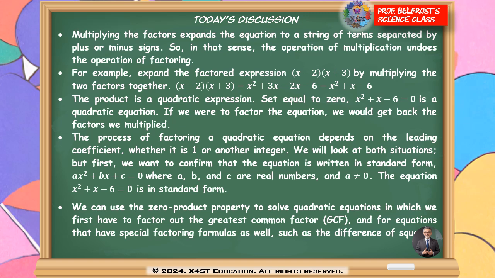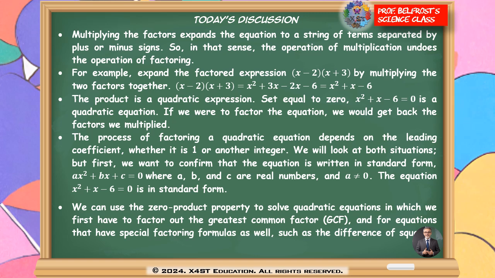For example, we need to expand the factored expression, the multiplication of x minus 2 by x plus 3. By multiplying it, we just distribute, as shown, and it yields x squared plus x minus 6. The product is a quadratic expression, and we set it equal to 0. We can also do the reverse: before, we were given the factored expression and needed the long form, but now we want to find the factors from the quadratic equation.